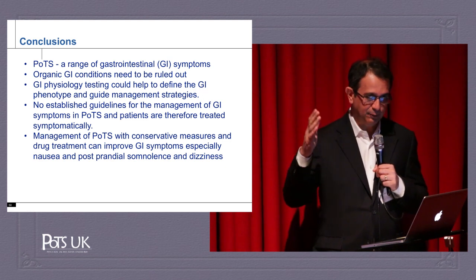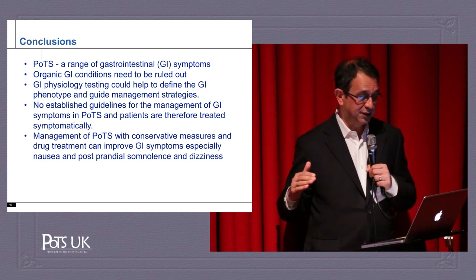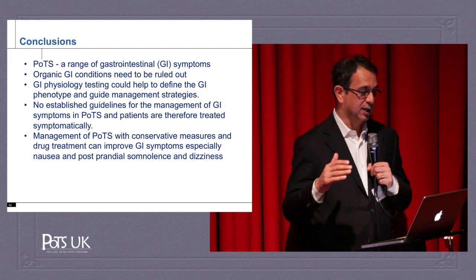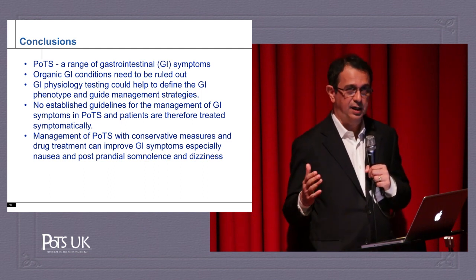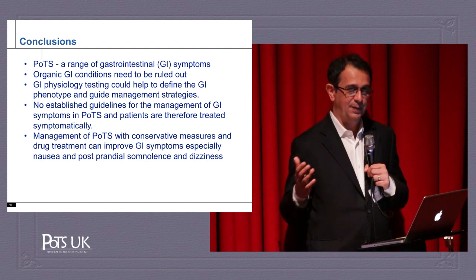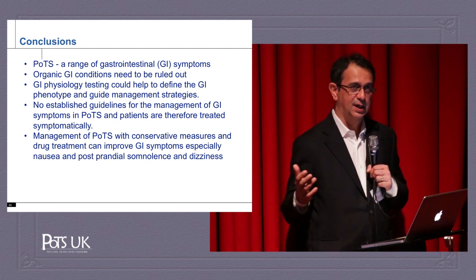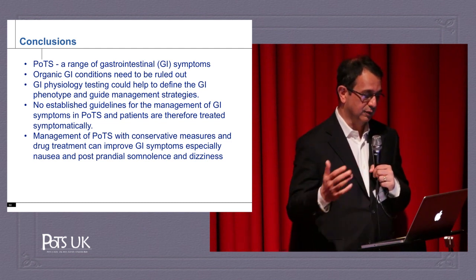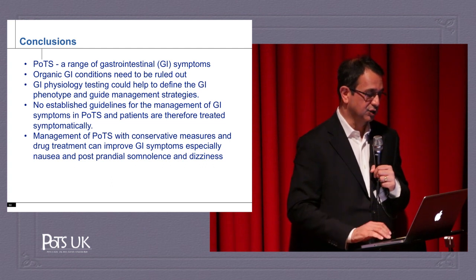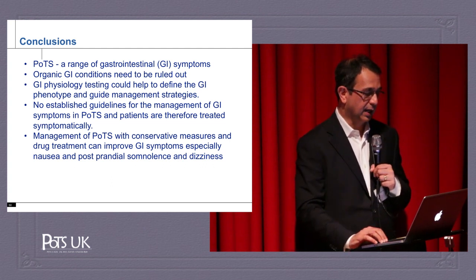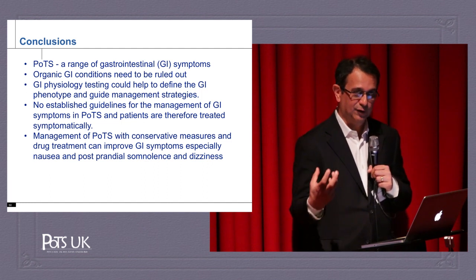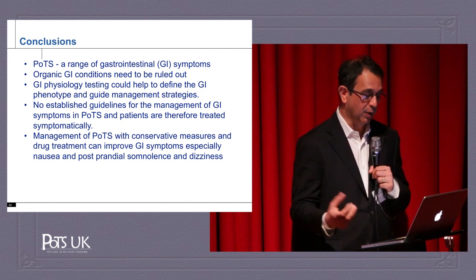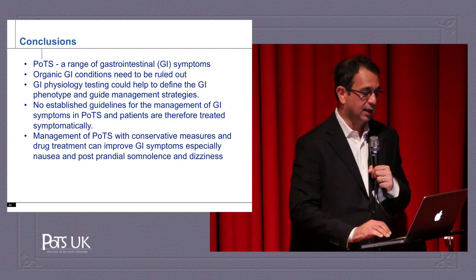Some of them just overlap with EDS. Some of them are more specific to POTS. We need to rule out other organic gastrointestinal conditions because they do occur. Celiac disease occurs in EDS patients, and inflammatory bowel disease will overlap as well, and so on. So you've got to rule all of those overlapping conditions out. GI physiological testing may be helpful in defining exactly what the phenotype is of this patient and where the problem is in the gastrointestinal tract.